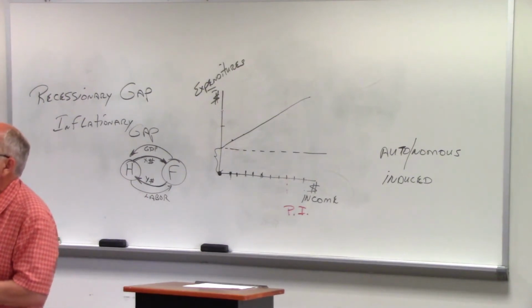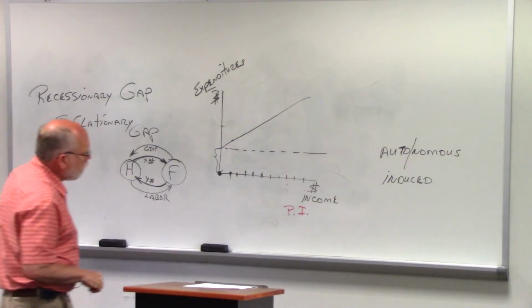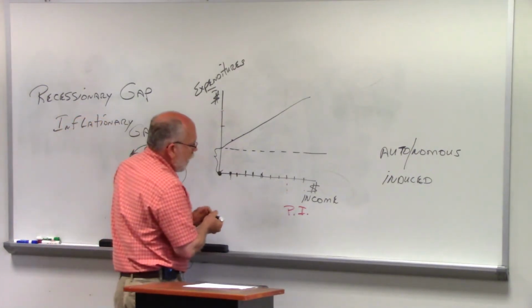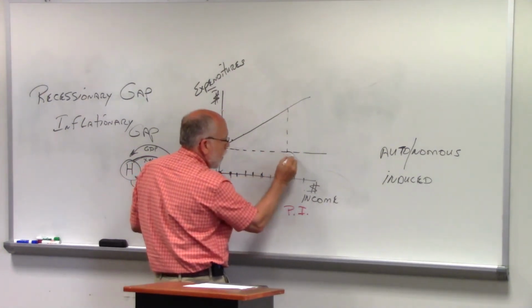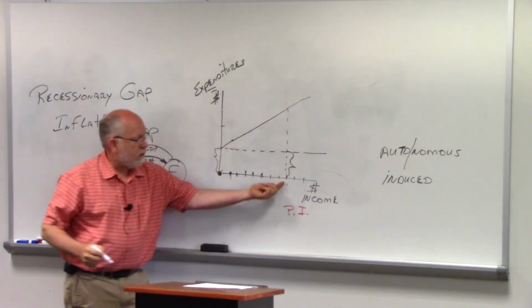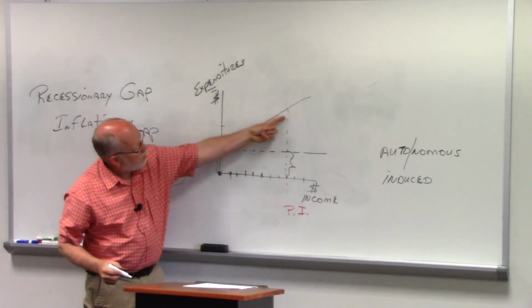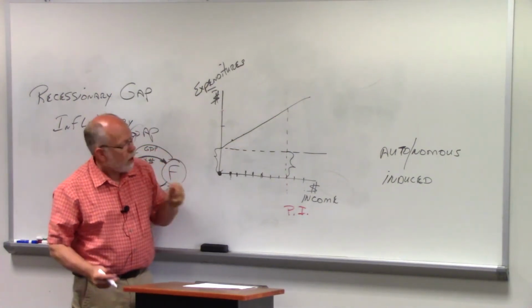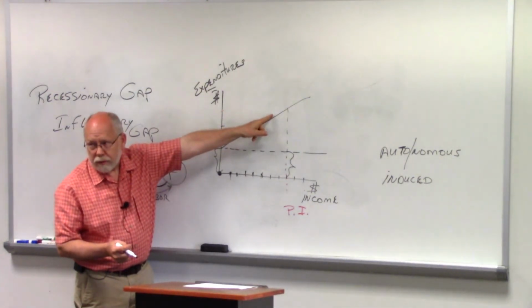The more we make, the more we spend. Are you with me? Okay? So at any point, if we went out to here, for instance, we go straight up, this amount at this income level would be the autonomous expenditures, and this would be the induced expenditures. You add them together, and you get total expenditures.